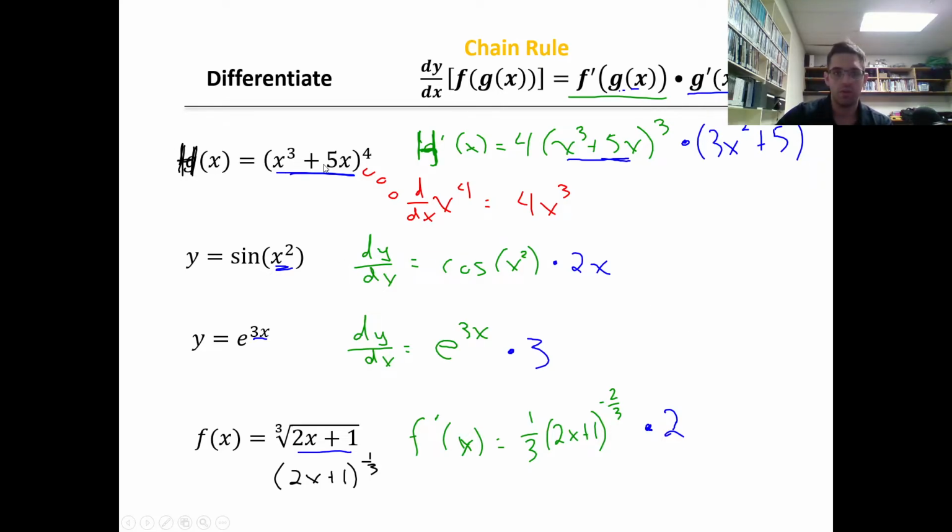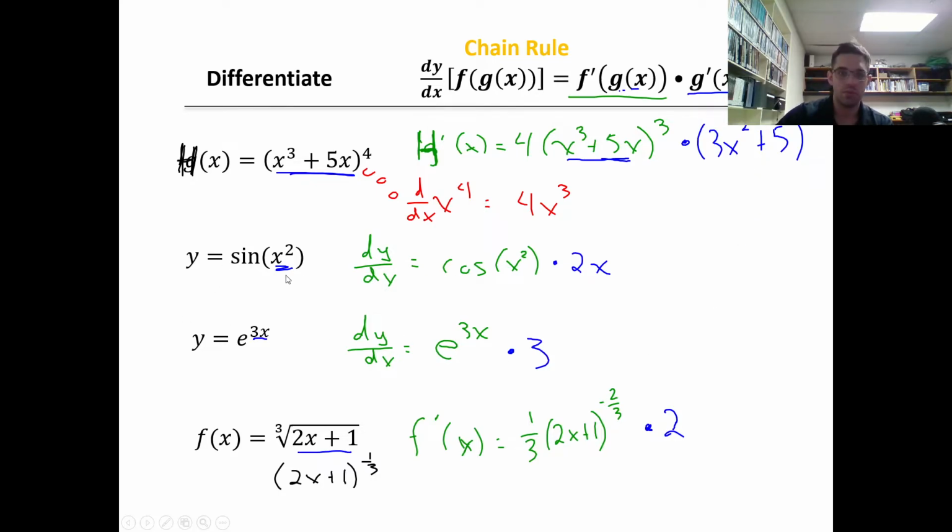If we take that first one and we derive it, we derive the outside function only first. Think of this as a power rule. The 4 comes in front, and the inside function does not change, and for the power rule, we subtract 1 from the exponent, so we have 4 times the inside function to the power of 3. And then we multiply this whole thing by the derivative of the inside function. So the derivative of x to the power of 3 plus 5x is 3x squared plus 5.